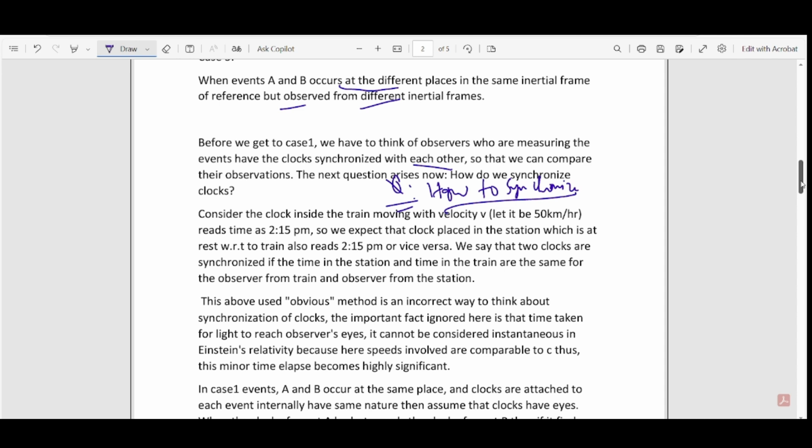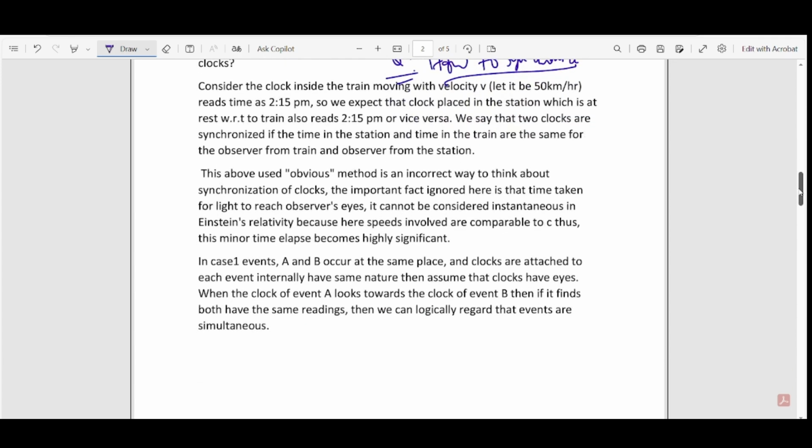Actually, the everyday method of synchronization is incorrect. Why? Because we consider that light takes no time to reach us. That is an implicit assumption we make when we assume that clocks are synchronized. But when speeds are comparable to the speed of light, then we can see that this is not the case. Even a small time becomes very significant.